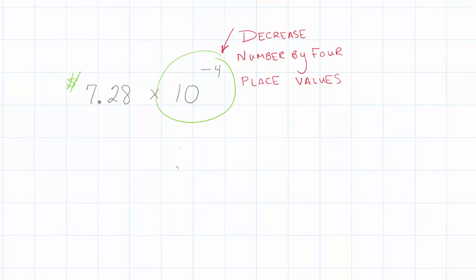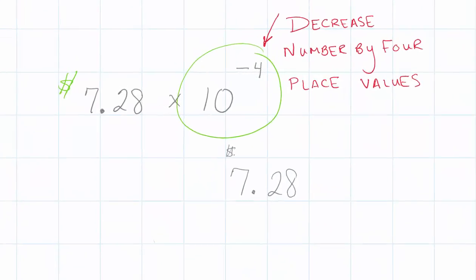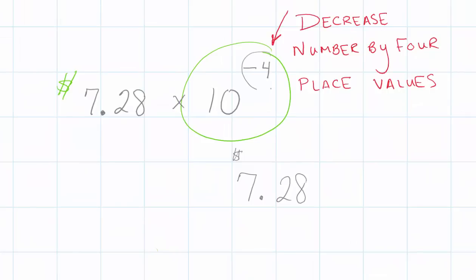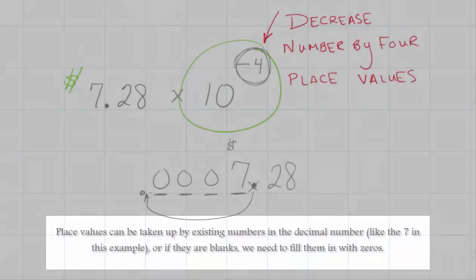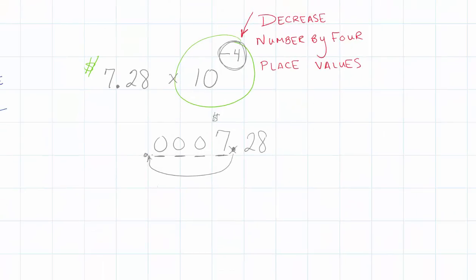So let me start with my number once again. $7.28. And I'm going to go in the opposite direction. So I've got to move my dollar sign here. And I've got to make sure that we're going to decrease it by 4 place values. That means the 7 is 1 place value, and then I have 3 others that are blanks. And I'm going to fill any blanks ever in with zeros. And the decimal just gets pushed all the way to the end. So this wasn't $7.28 to begin with.